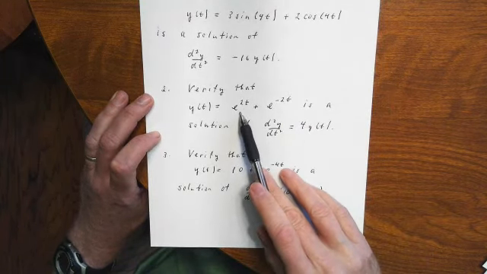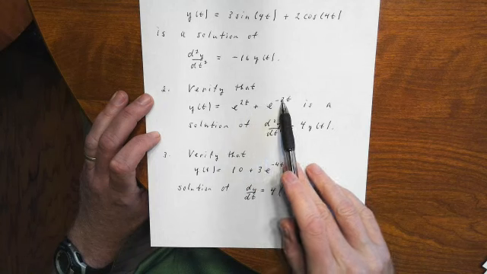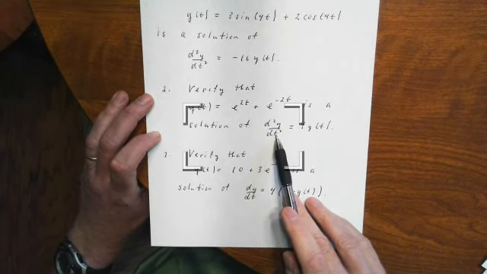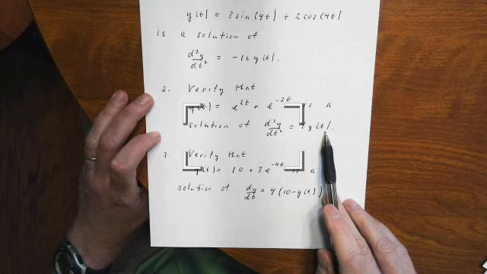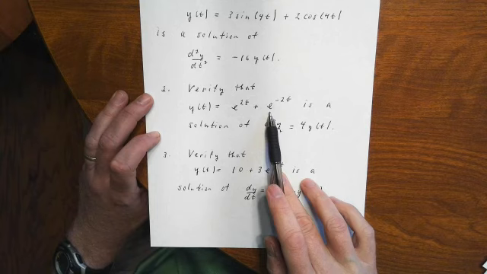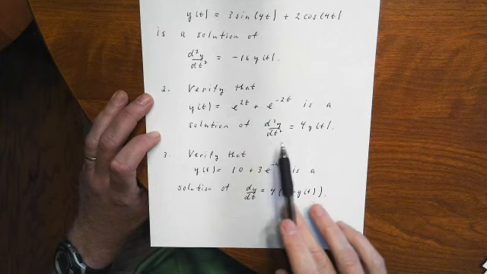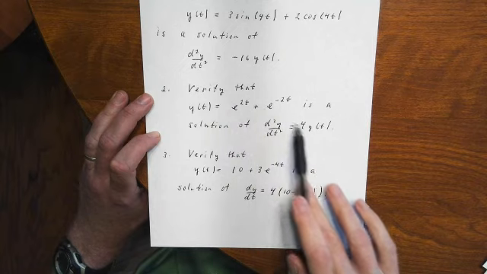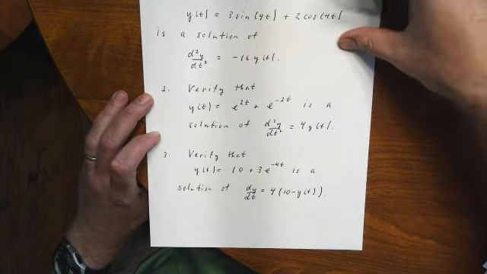Verify that y of t equals e to the 2t plus e to the minus 2t is a solution of the second derivative of y equals 4 times y. So again, you want to take the second derivative of this, plug it in. That would be the result here. Take 4 times y of t and show that the results are equal.